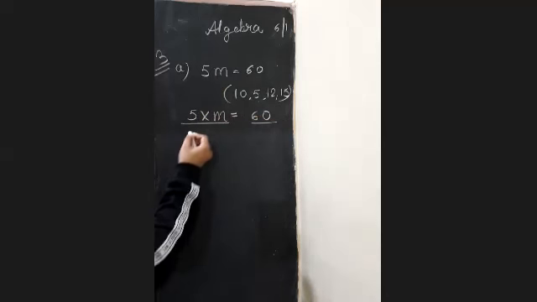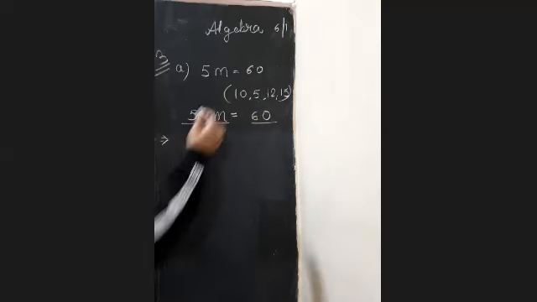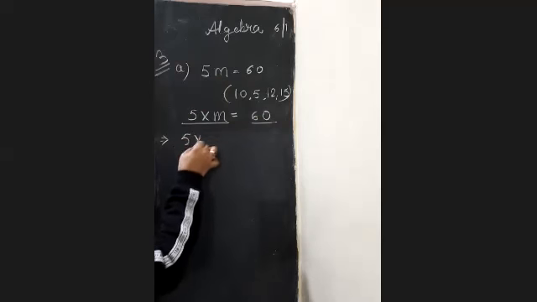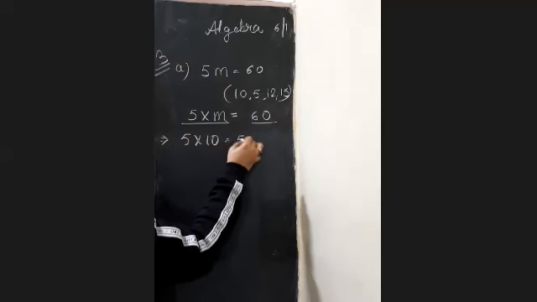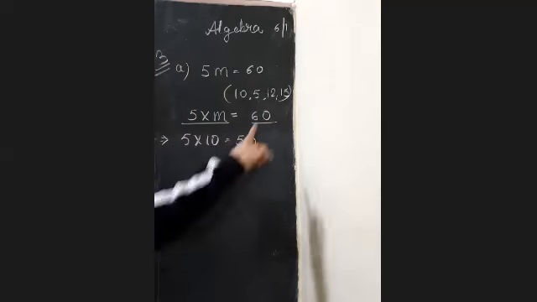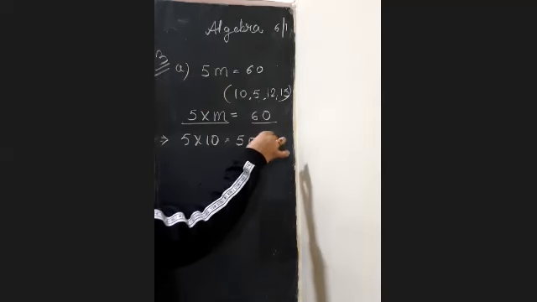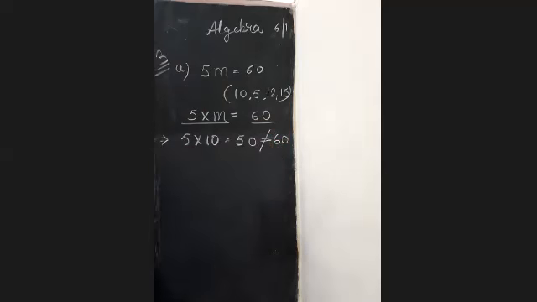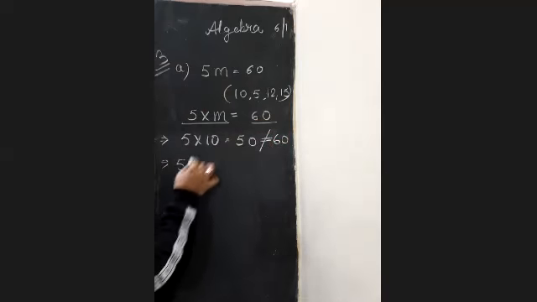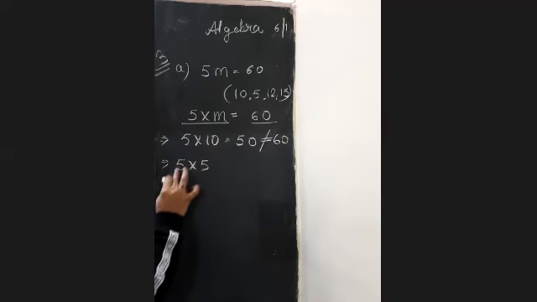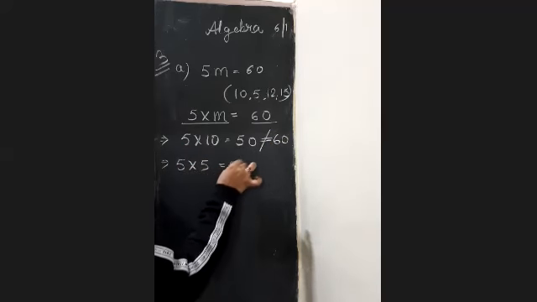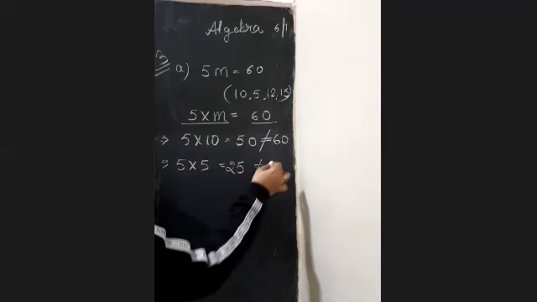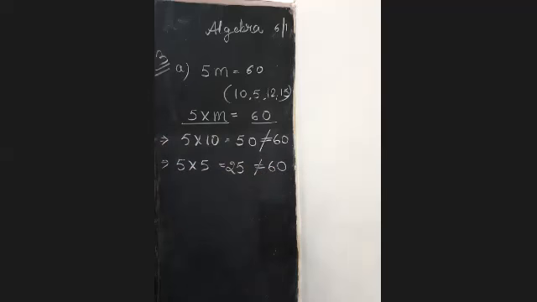So let us put the values. First we put 10. 5 into 10, what comes? 50. What should it be? 60. So it means it is not equal. This is the sign of not equal to. Now moving on to the second value. 5 into 5 is 25. Again, what should it be? 60, which is not coming.